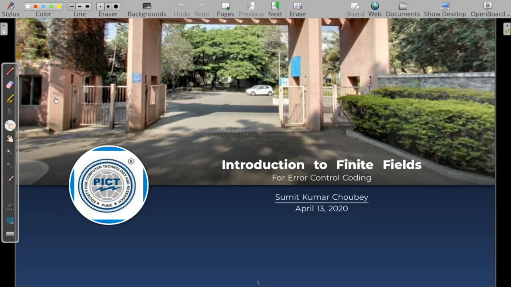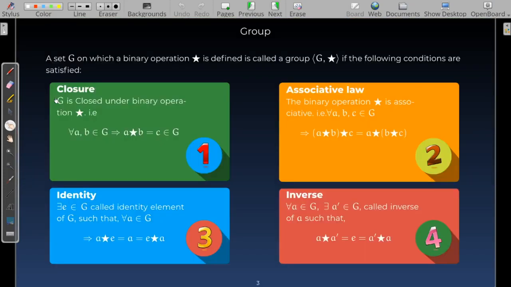But before we do that, let's quickly review some of the concepts that we have learned in the previous lecture, namely group and field. So let's start with the group. A group is generally a doublet, a set G together with an operation star, and in general this operation star can be either addition or multiplication. This doublet is going to be a group if it satisfies certain conditions, namely closure.